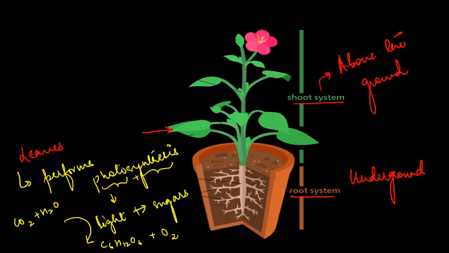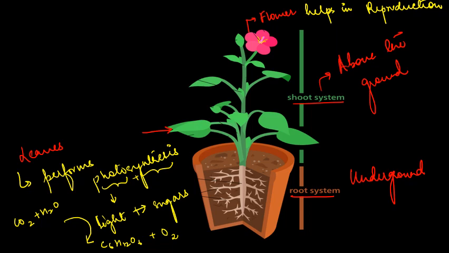Next, the topmost one, we call it the flower. Now, what is the function of the flower? It helps in reproduction. The male part we call the stamen and the female part we call the carpel. The flower is the main part which helps in reproduction in plants, as it has both male and female parts, right?